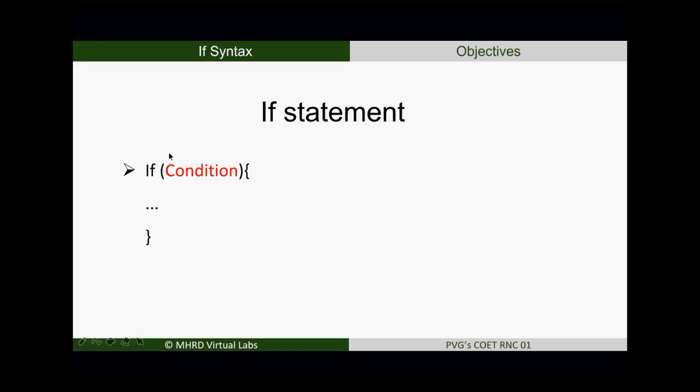So this is the syntax for if statement. If is written like this, and then the condition is enclosed in brackets. If the condition is true, then the part inside the curly brackets is executed. Otherwise, the if statement terminates and the program continues after the if statement.